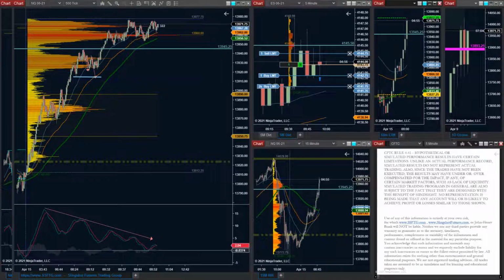Weak bear bar. Another gap from close to open on this candle. NASDAQ's getting a little bit stuck. There's not really much happening, honestly, at all.